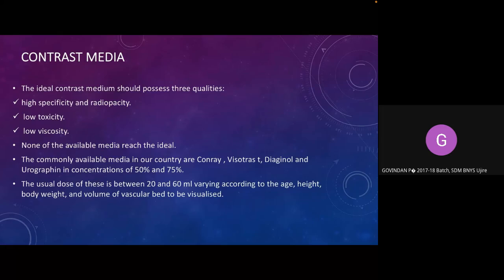Contrast media. What is the ideal contrast media? It should have high specificity and high radio opacity. That is, it should have the property to block the X-rays, and also it should go to the organ which you want to see. Also, it should have a low toxicity. That is, it should not damage the kidneys or the liver, and it should not kill any viable cells of the body. It should have low viscosity. That is, it should not form an emboli or a thick coagulation substance.